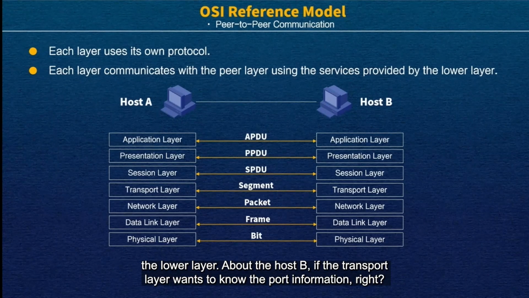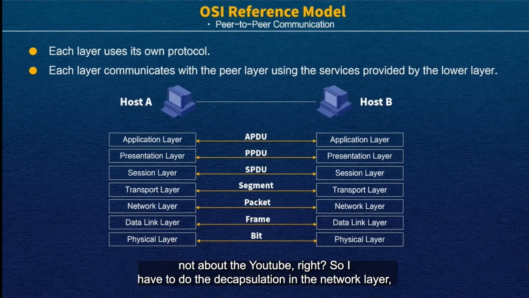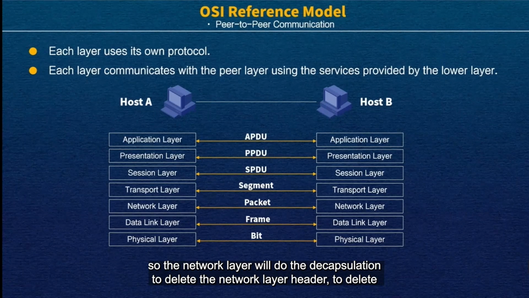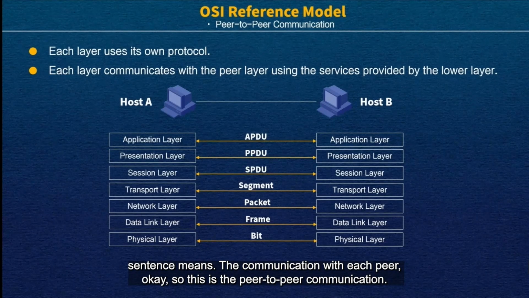About host B, if the transport layer wants to know the port information, right? Because I want to know the port number, then I will provide this message to Facebook, not the YouTube, right? So I have to do the de-encapsulation in the network layer because I don't care about the IP address. I only want to know the port number. So the network layer will do the de-encapsulation to delete the network layer header, to delete the IP address information, finally to provide the port number to the transport layer. So this is the main meaning of the sentence, the communication with each peer. Okay, so this is the peer-to-peer communication.